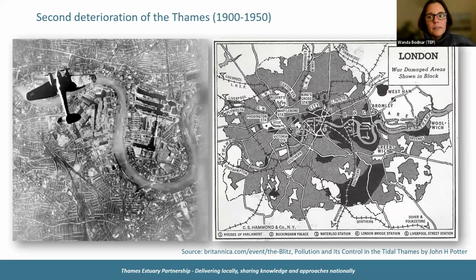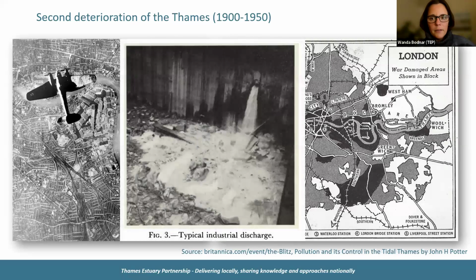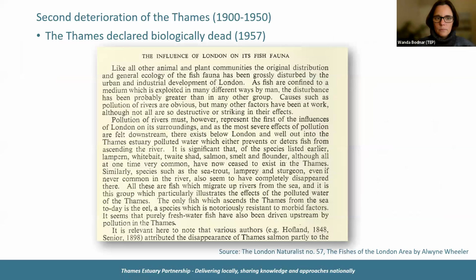Then during the Blitz, large parts of the sewer system were damaged. And following the Second World War, industrial activities also continued. Due to the combination of these events, the situation once again became severe by 1957, when there was no established fish population between Kew and Gravesend, and the Thames was declared biologically dead.